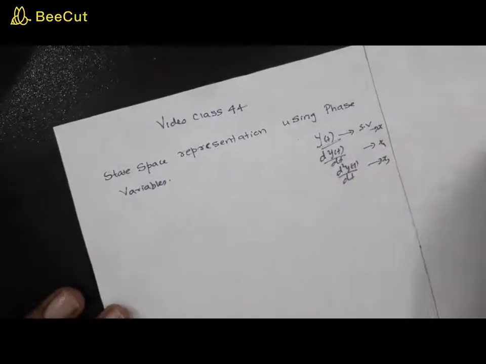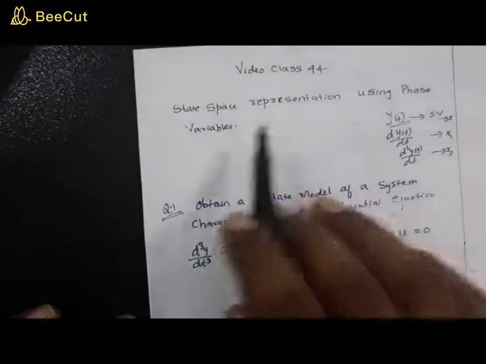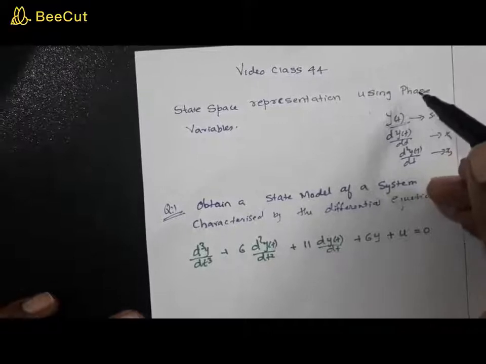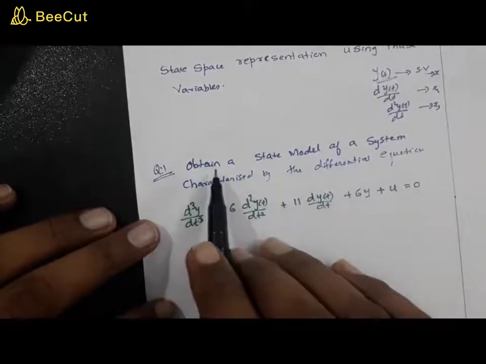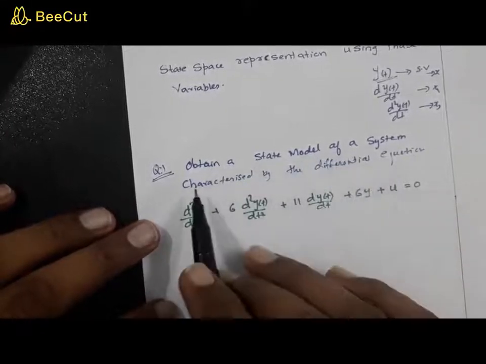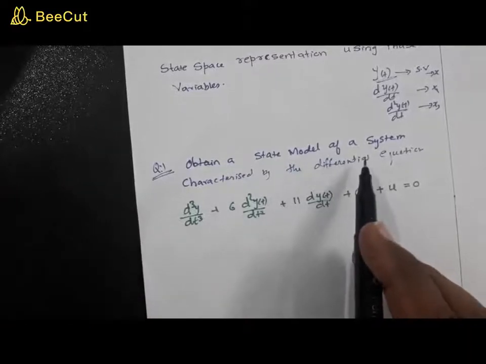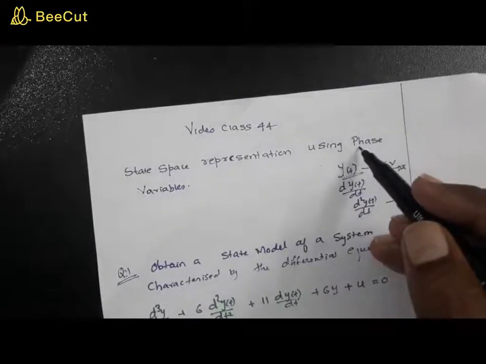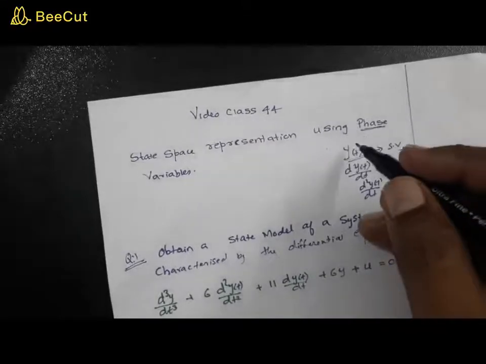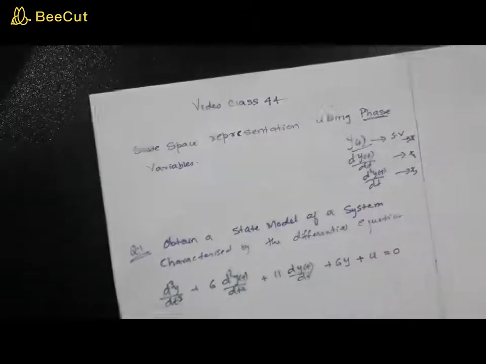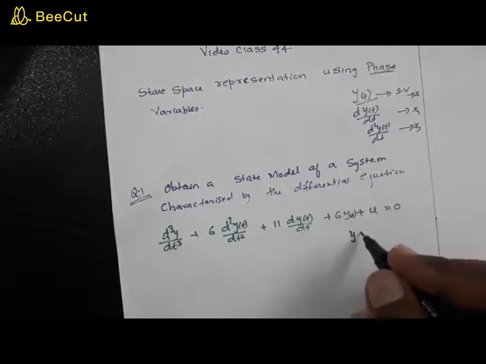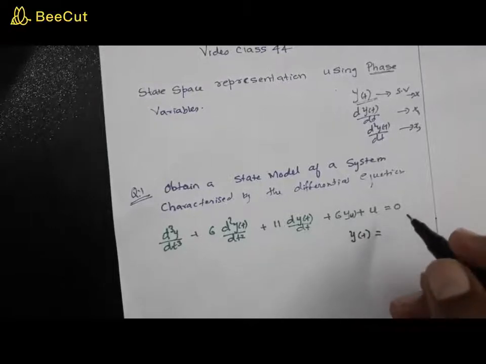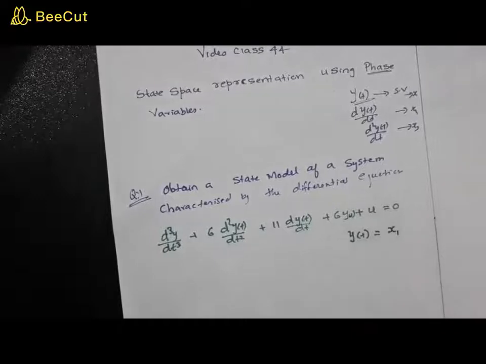Straight away, let's move on to a question under the heading of the phase variable state space model. You will be given a differential equation, and you are asked to obtain a state model of the system characterized by the differential equation. As per our definition of the phase variable model, we usually assign the output to be one of the state variables. Here the output is y(t), so you can assign y(t) as one of the state variables and call it x1.